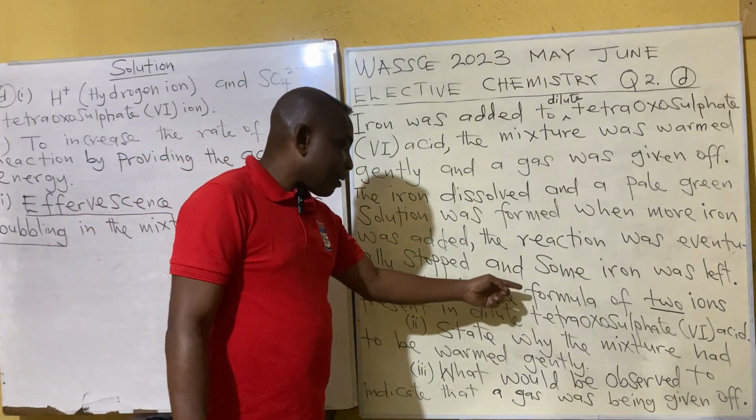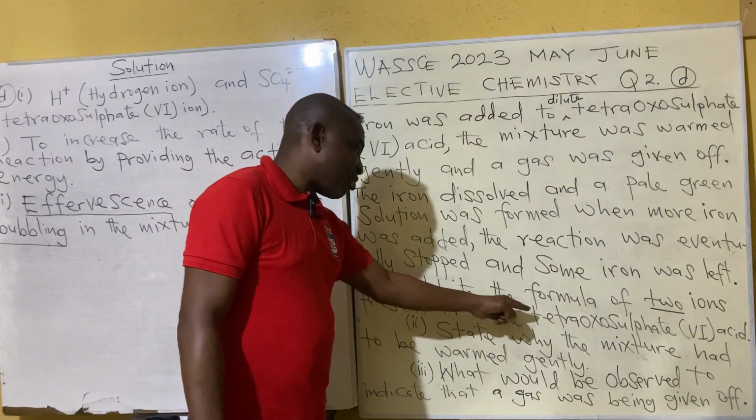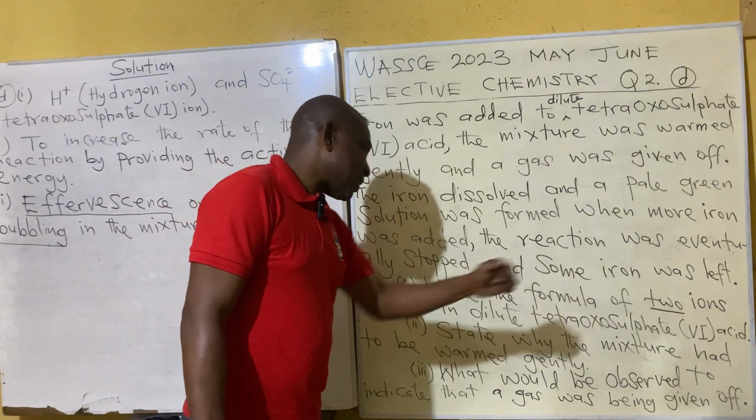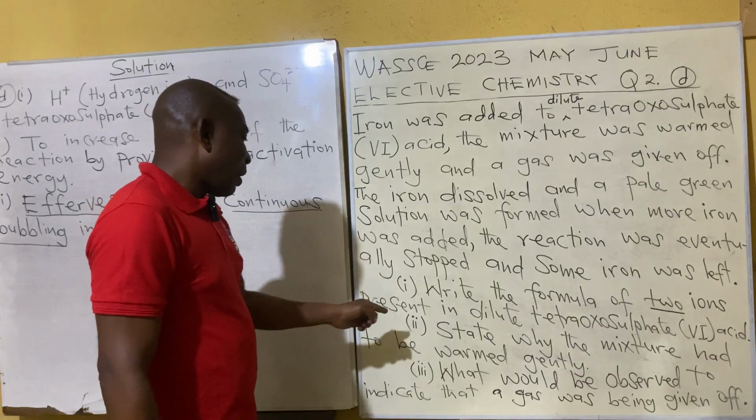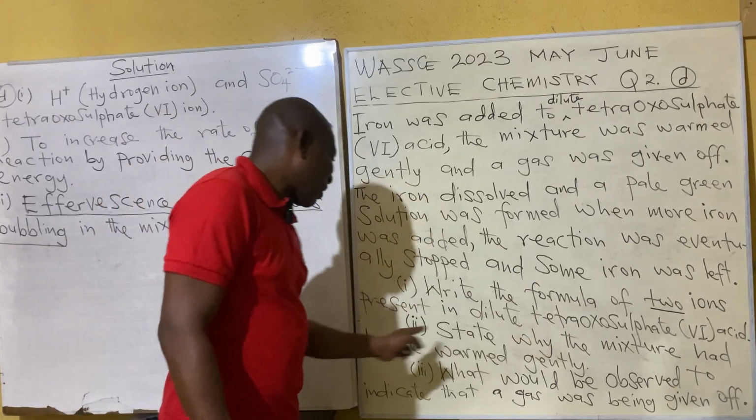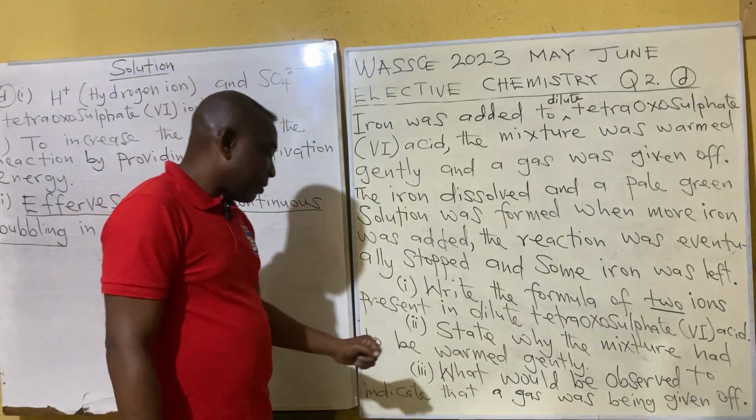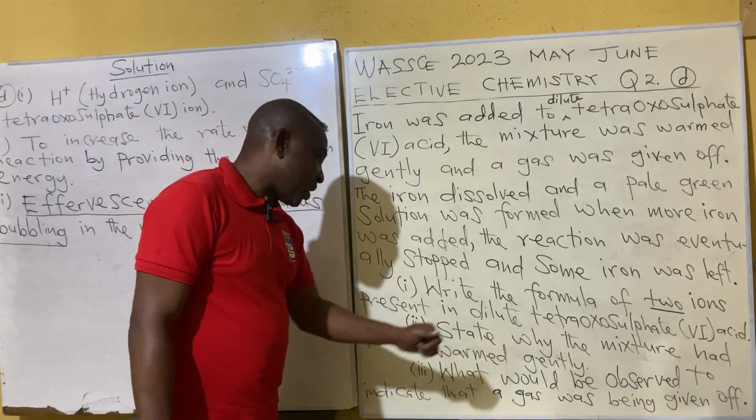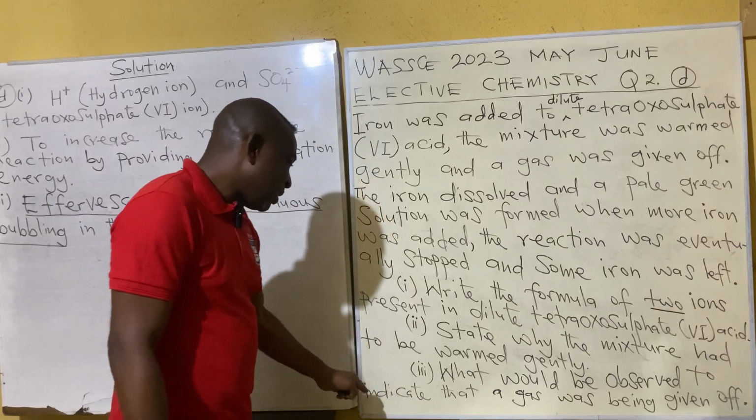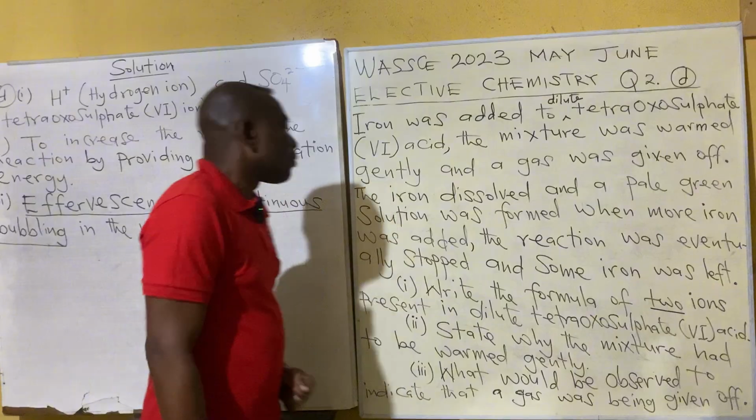Write the formula of two ions present in dilute tetraoxosulfate 6 acid. State why the mixture had to be warmed gently. What would be observed to indicate that a gas was being given off?